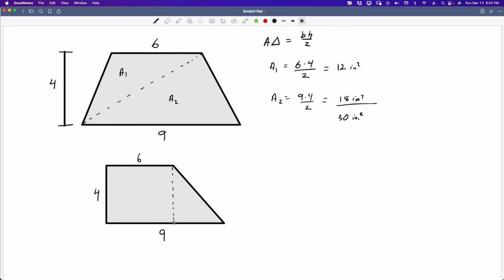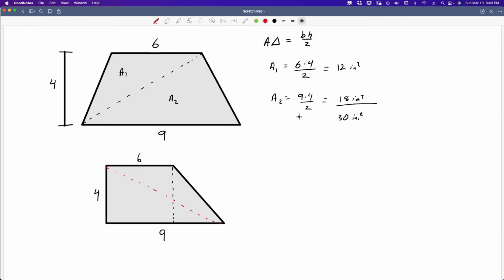We know now that all we ever had to do, let me use a different color, was make a line here and turn this into 2 triangles, because this technically is a trapezoid. We have 2 sides that are parallel to one another with 4 sides, which is the definition of a trapezoid. So we could have said 6 times 4 divided by 2 would have been 12, and 9 times 4 would have been 36 divided by 2, which is 18, so that would have been 30.